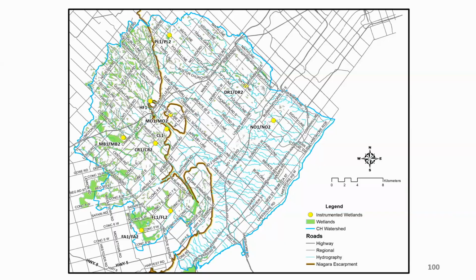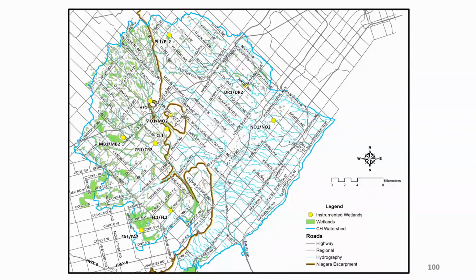So here is the Conservation Halton watershed for people who don't know where Conservation Halton is. If you look at the most western tip of our watershed, about 25 kilometers to the west, that's where we are in this room. You see that the most dominant feature in our watershed is this brown line dissecting it. This is the brow of the Niagara Escarpment. Throughout my presentation, I'm going to be talking about wetlands above the escarpment and wetlands below the escarpment. Wetlands above the escarpment will be the wetlands to the west of that brown line, and wetlands below the escarpment will be to the east.